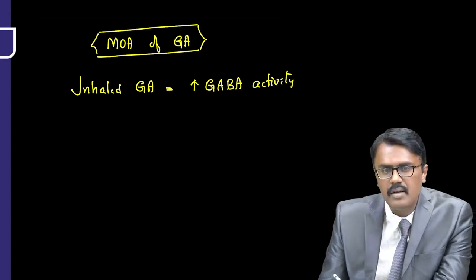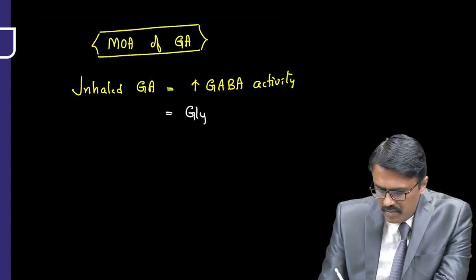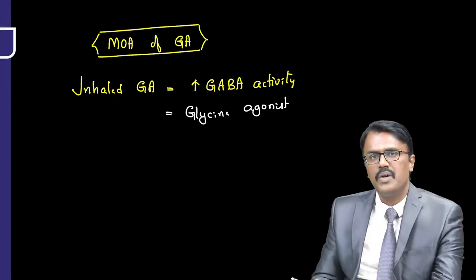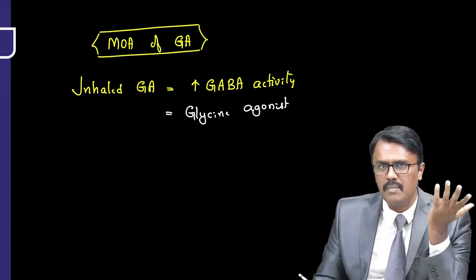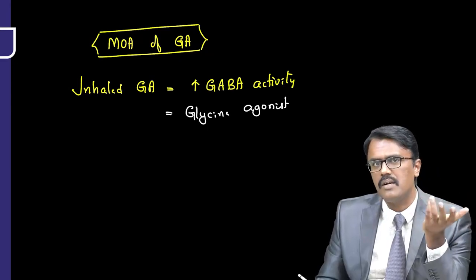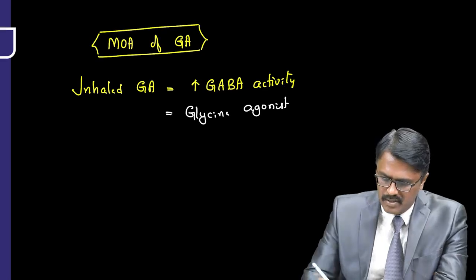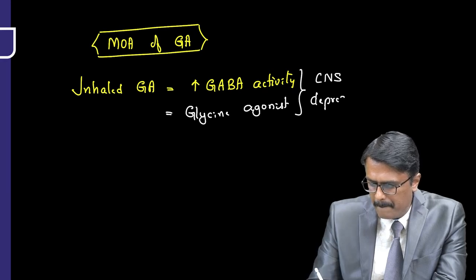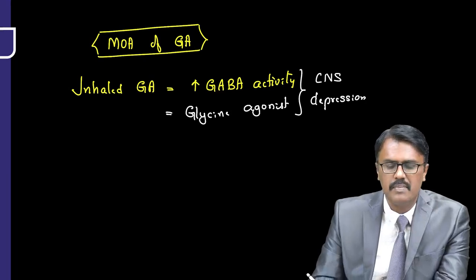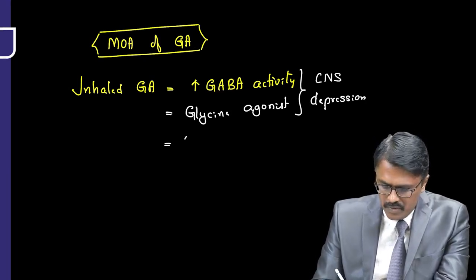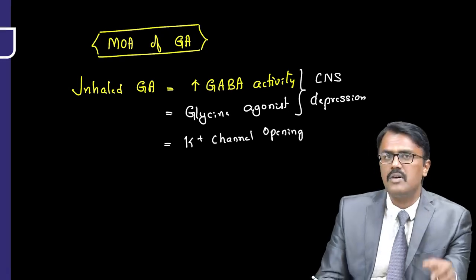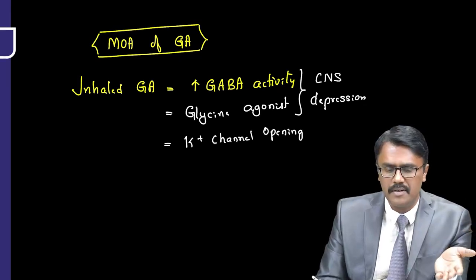So that is one thing. And they also act on one more inhibitory neurotransmitter, glycine. They also act as glycine agonists. You know that the major inhibitory neurotransmitter in the brain is GABA, so they increase it. The major inhibitory neurotransmitter in the spinal cord is glycine, they increase that activity. So when you increase this, there is CNS depression. They have also been shown to produce potassium channel opening. We have learned the same concept in epilepsy also, where we open the potassium channels.